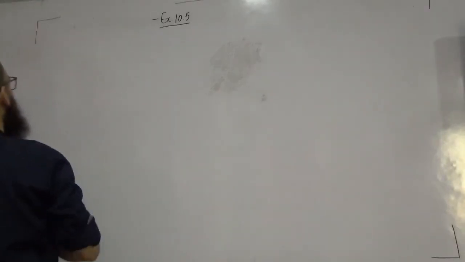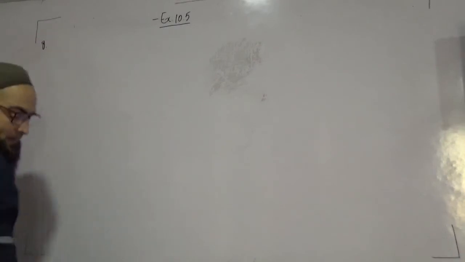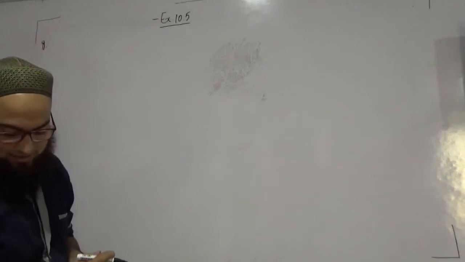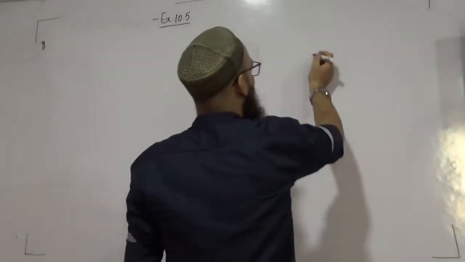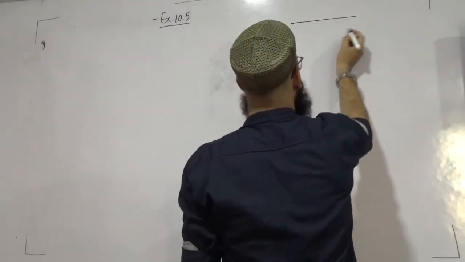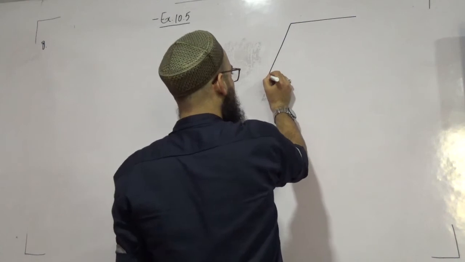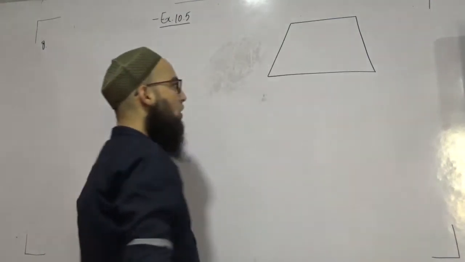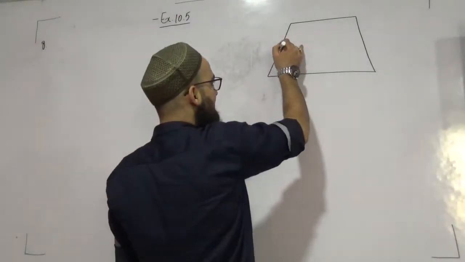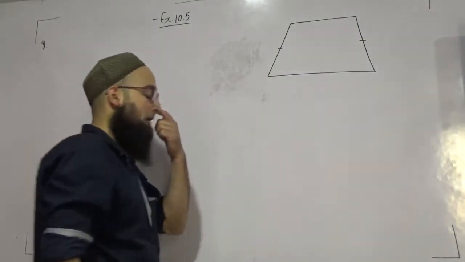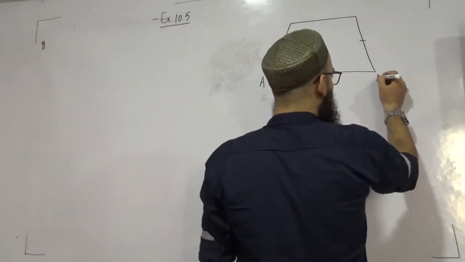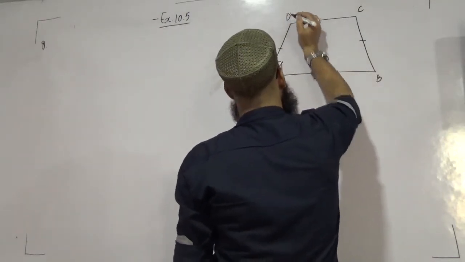Now let's have the next question. Question number 8. It says, if the non-parallel sides of a trapezium are equal, prove that it's cyclic. You have a trapezium, and the question says, if the non-parallel sides of a trapezium, so that means this and this, are equal, then prove that it's cyclic. Let me name this A, B, C, D.